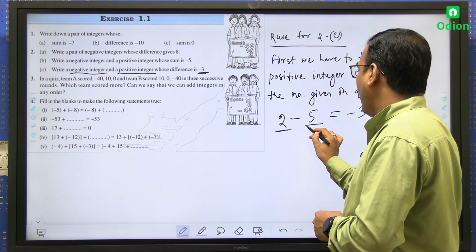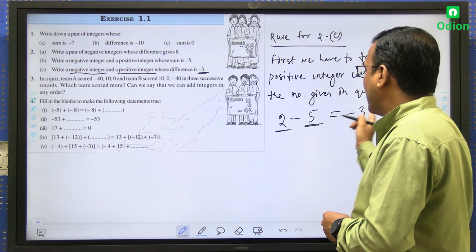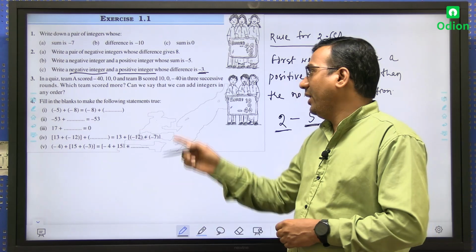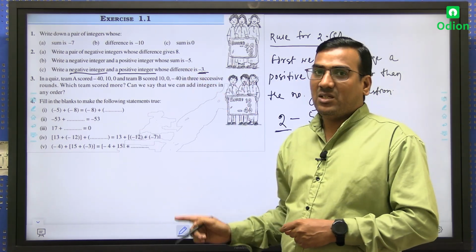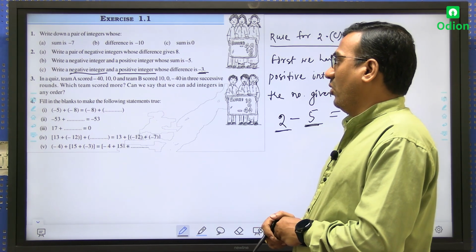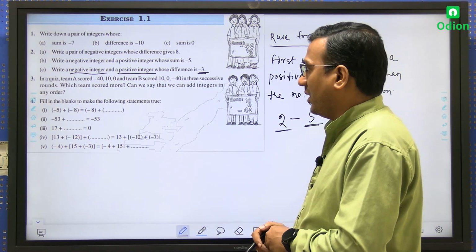Plus 2 or minus 5, the answer is minus 3. It is the easiest technique you have to remember when the question is similar to it. Okay, then go for question number 3.